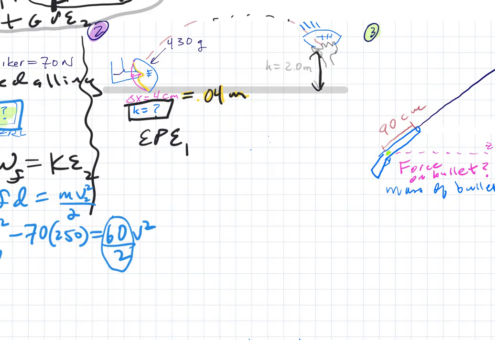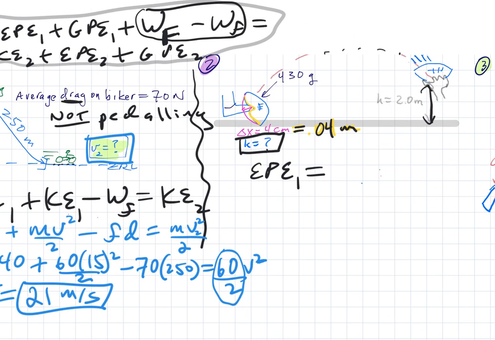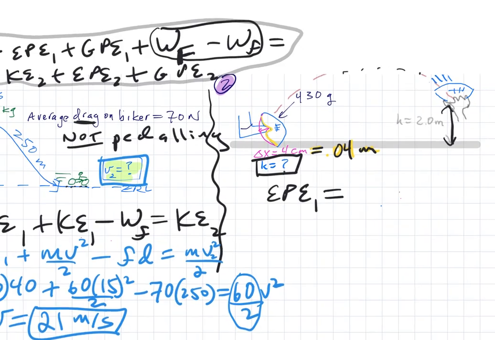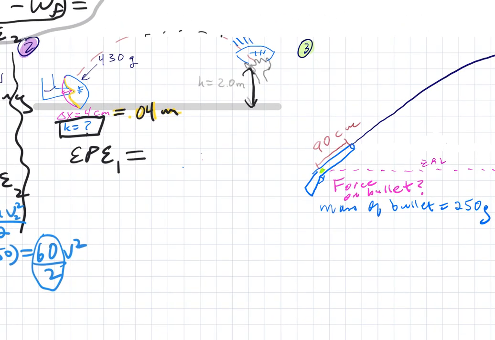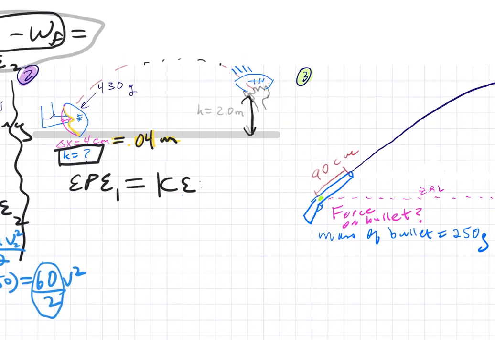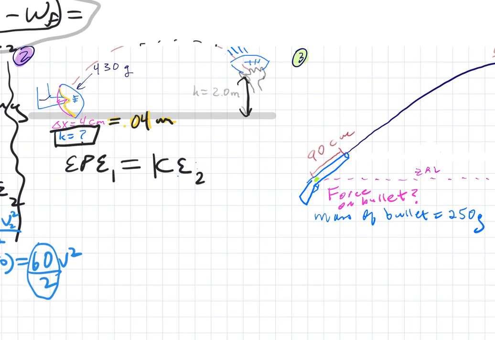So I don't have any work due to a force. Is there any drag? I didn't mention it, so you can assume there isn't. So EPE1 equals, there's no drag or friction, so you can skip the work due to friction. Okay, the ball has kinetic energy at the end. It also has GPE because it's off the ground.